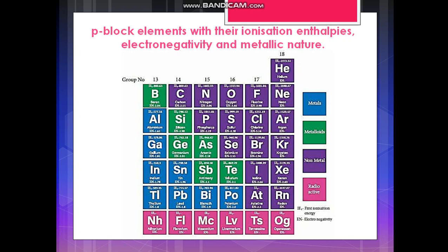And there are a few metals: aluminum, gallium, indium, tin, thallium, lead, bismuth and polonium are metals. There are a few metalloids, which are boron, silicon, germanium, arsenic, antimony and tellurium, and the rest of them are non-metals. And the last, recently discovered elements are radioactive.